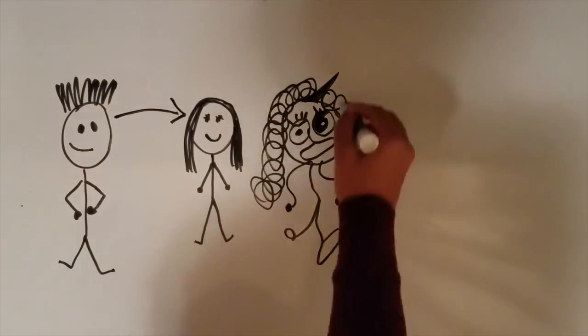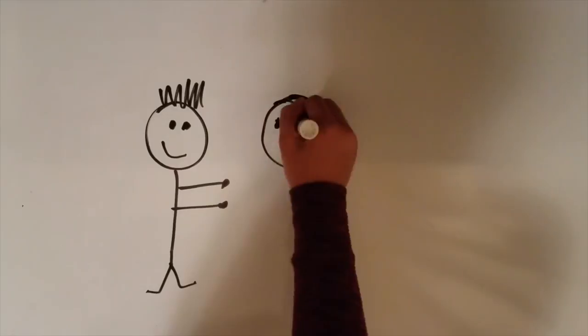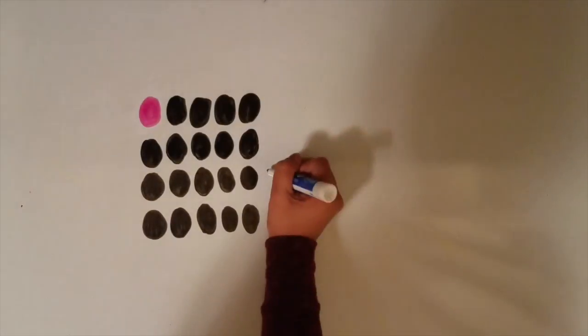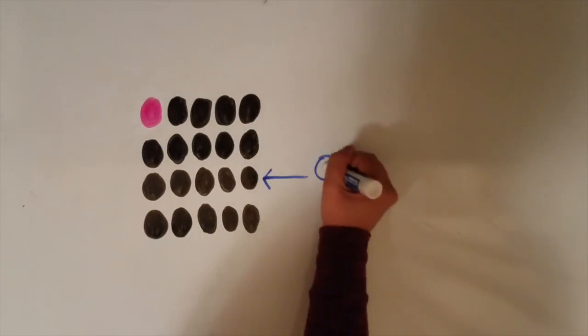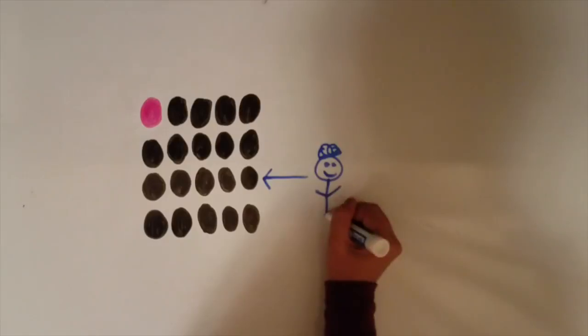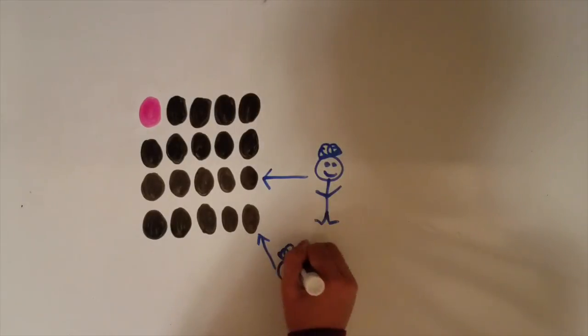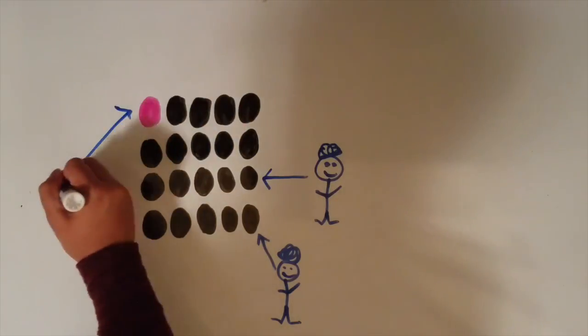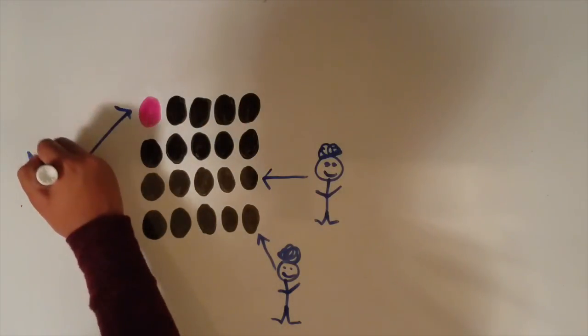The next factor is mutation. This is the reproduction of new alleles of the mutation that can be passed and spread throughout the whole gene pool. If one mutation shows up in a gene pool, it can spread everywhere. In this example, the normal humans have large curly hair. The mutation causes the humans to have large spikes growing out of their head. Every 10 years, this mutation would spread and eventually the whole population would have it.